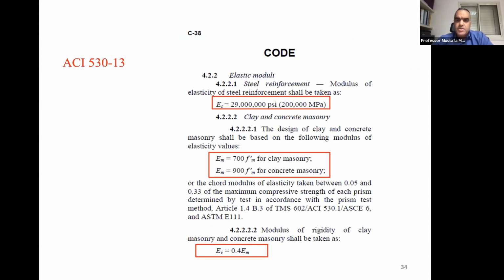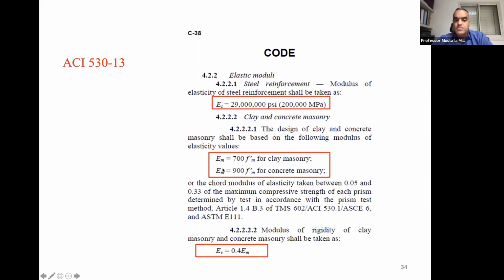So we have the elastic modulus of the different materials. For steel, it's 29 million psi. And then the modulus of elasticity of the masonry is 700 times f'm for clay masonry. f'm is the compressive strength of the masonry, just like f'c in concrete. And for concrete masonry, it's 900 f'm. Okay, you will use this a lot.